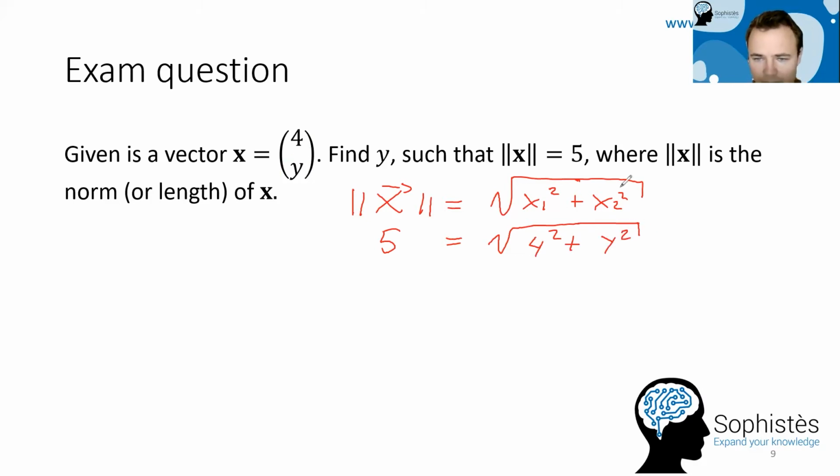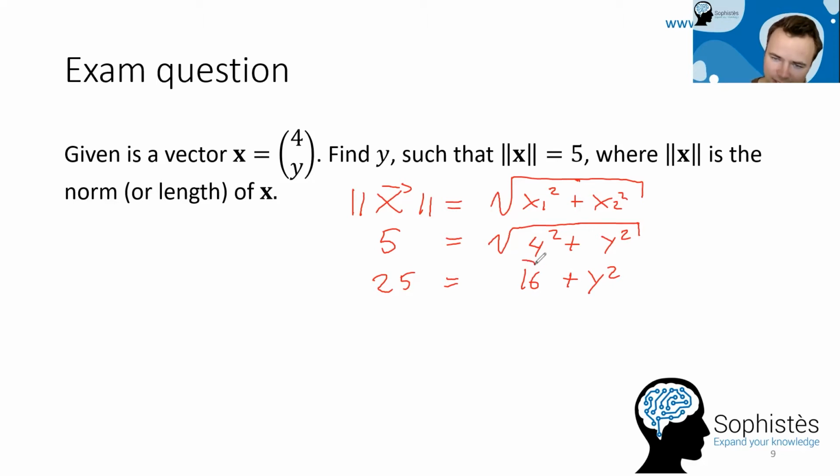So this is what you get if you fill in the numbers from the question. And now you simply need to solve it for the y. So you first want to get rid of this square root, and you can get rid of this square root by simply squaring both sides. If I square the left side, I will get 25. And if I square the right side, I will end up with 4 squared plus y squared without a square root. Well, the 4 squared is 16 and the y squared is just y squared. So now you have this, you squared both sides.